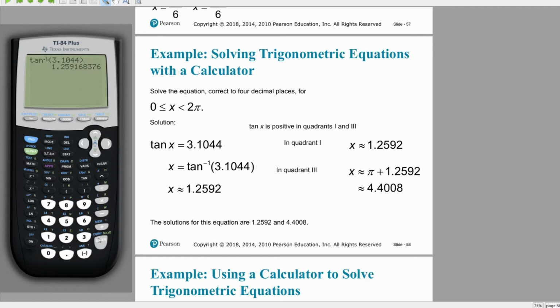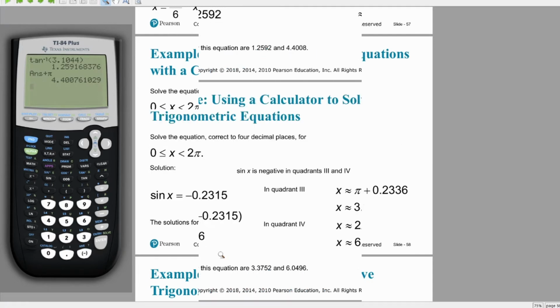1.2592. And then if we want to get the third quadrant here, we're going to have to add a pi to get the right rotation. So we'll just take this and add to it a value of pi to get the appropriate approximation.